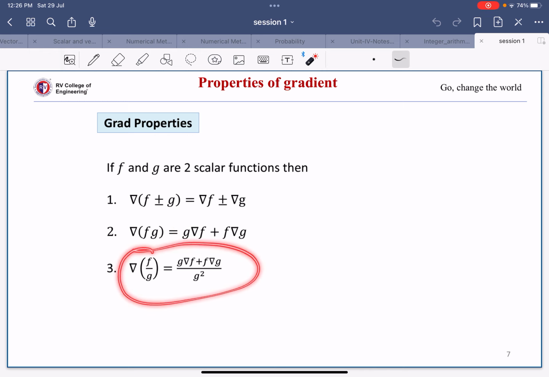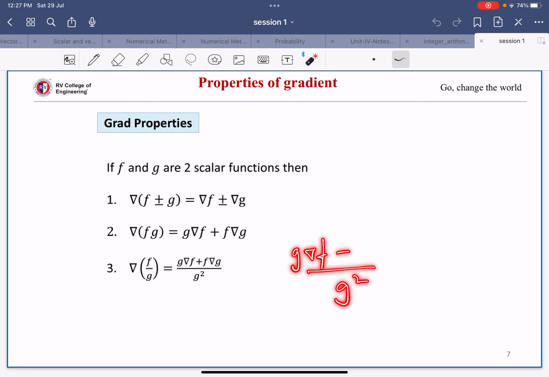Gradient of f by g, just like the quotient rule: denominator square, denominator into gradient of the numerator, that is gradient of f, minus f times gradient of g. So it is one over denominator square, denominator into gradient of the numerator minus f times gradient of g. So these are the gradient properties applied on two scalar functions. Thank you.